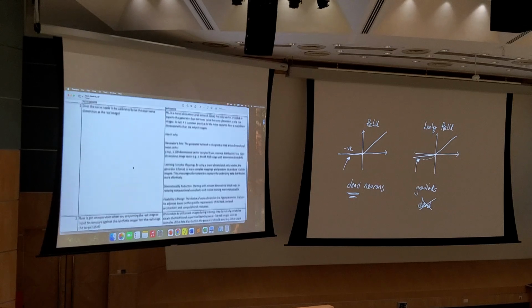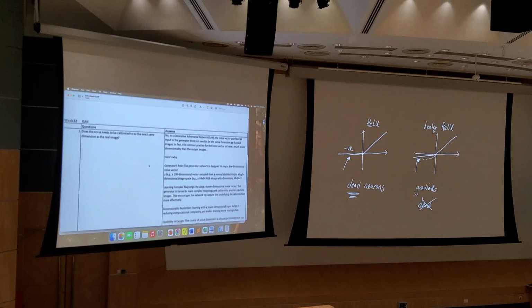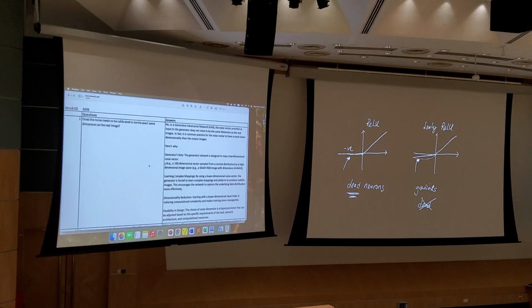one of you asked, does the noise need to be calibrated or designed to be the exact same dimension as the real image? As what we have seen just now in DCGAN, it doesn't have to do that. The input dimension is 100, but the output is much larger, 3 times 64 times 64. So this is related to the design of the latent.